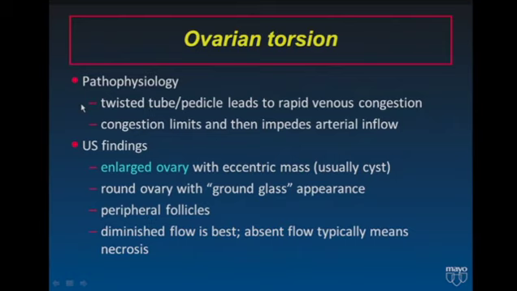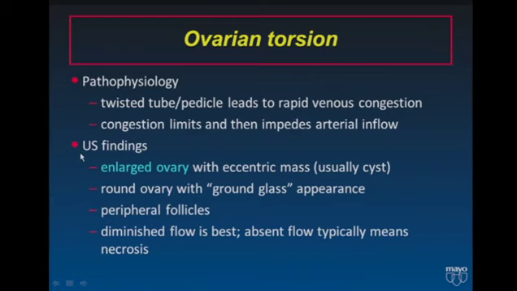The pathophysiology of ovarian torsion is such that it's the twisted tube and pedicle that leads to venous congestion and then leads to lymphatic congestion. And that congestion limits the subsequent arterial inflow. So the tube and the ovary are always dilated and enlarged in patients who have ovarian torsion. The ovary is always congested.